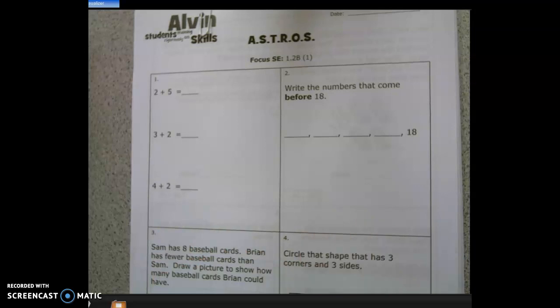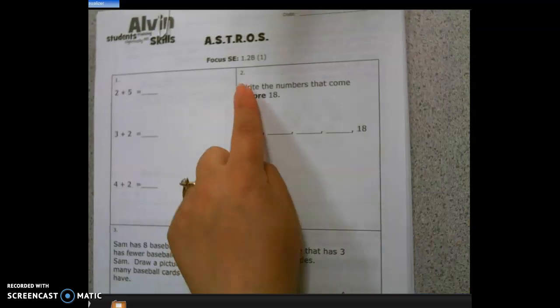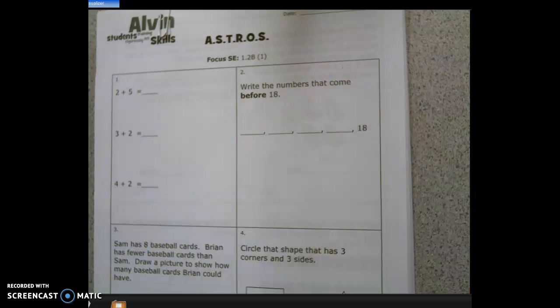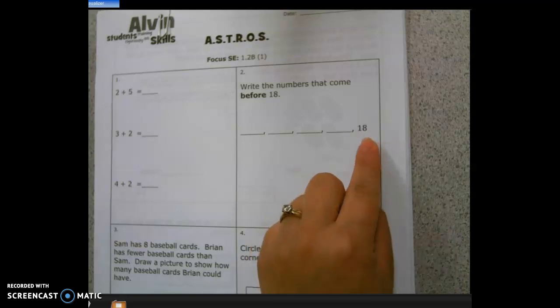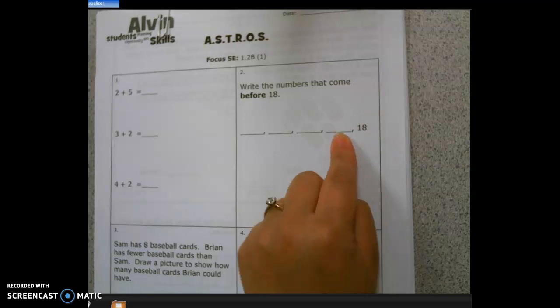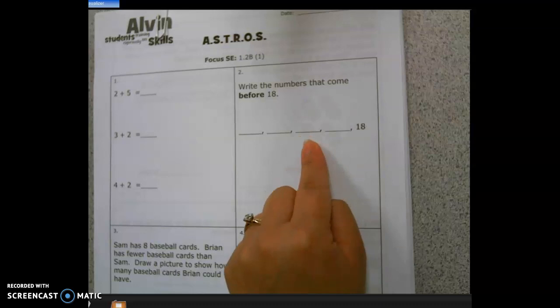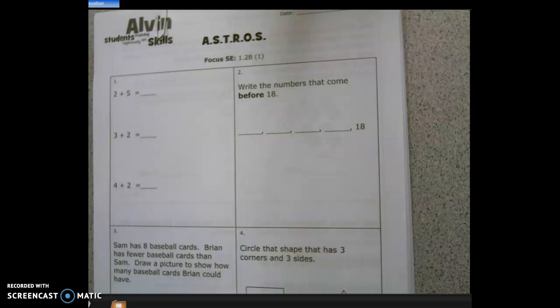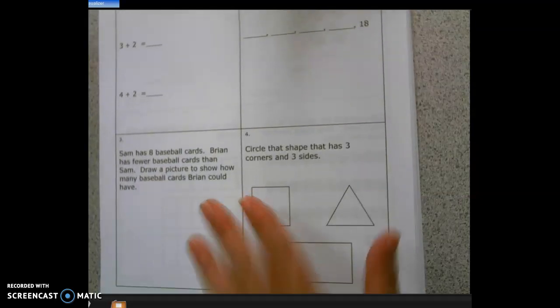Everyone with me so far? Yes. Thank you, boys and girls. All right. Write the numbers that come before 18. Does before mean it's going to be smaller or bigger? Smaller. I'm hearing a lot of friends saying smaller, so we're going to go with smaller numbers. What comes before 18? 17. What comes before 17? 16. What comes before 16? 15. What comes before 15? 14. And then 13. All right.